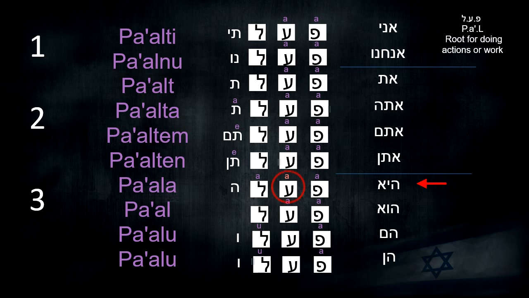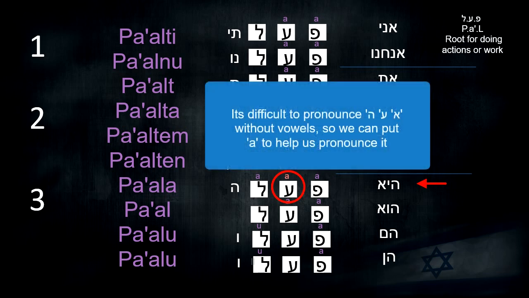Pay attention. In the second spot, I put another A. That's because it's very difficult to pronounce the letters Ein, He, and Aleph without a vowel. So you can put an A if you have that.